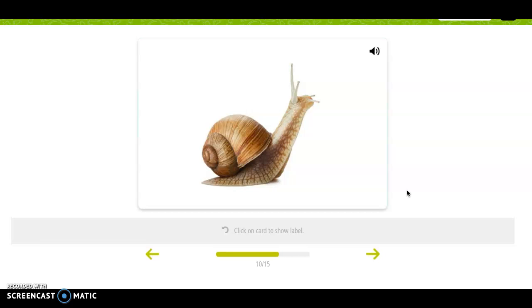This is a snail. A snail is an invertebrate. That means it does not have a backbone. And it has a shell right here to protect itself from other animals. So the shell, it's like its home. This is the snail.